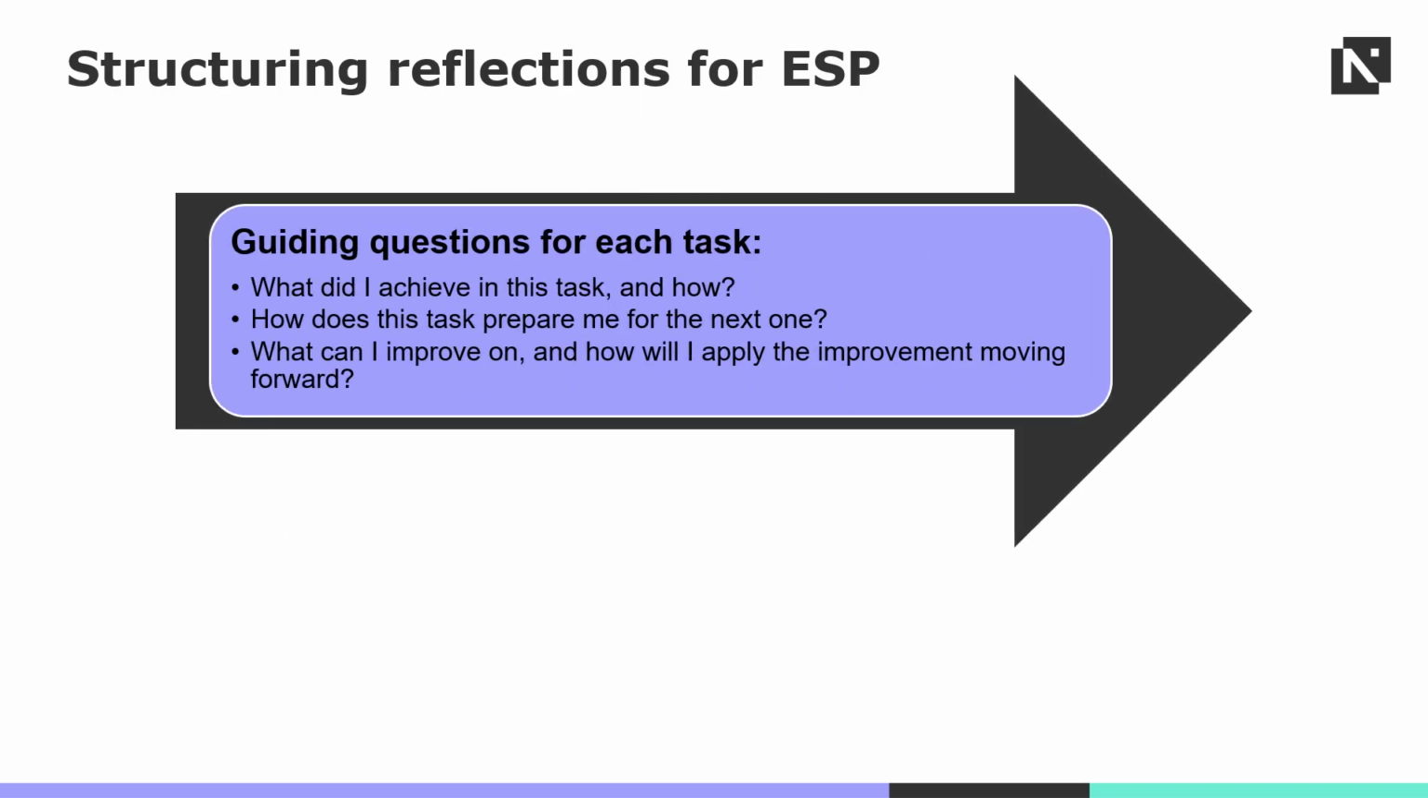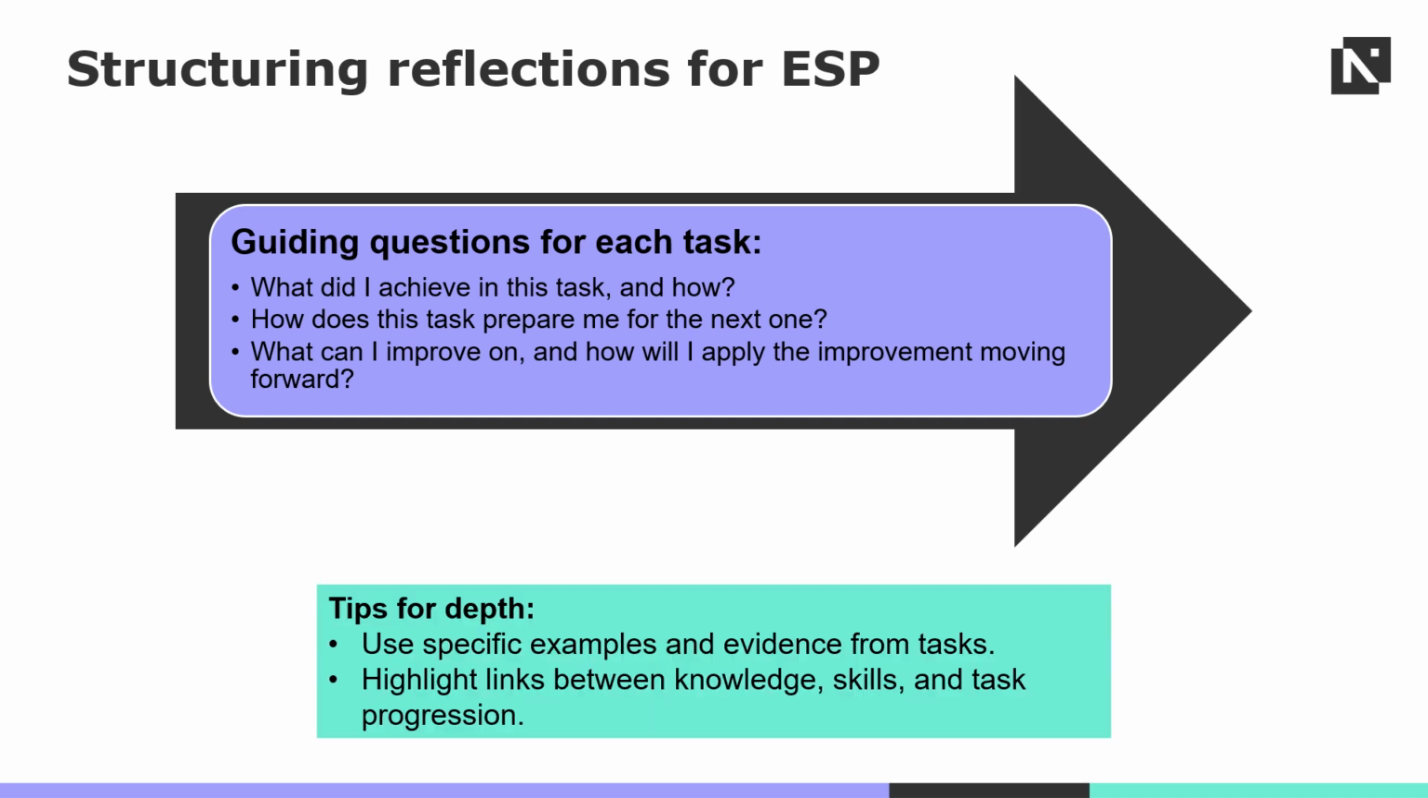Now let's look at some more examples of how to structure and some more prompts. So like earlier, it's highlighting what did they achieve in this task and how. How does this task prepare me for the next one? What can I improve on and how will I apply the improvement moving forward? Use specific examples and evidence from tasks. And students need to highlight the links between those core knowledge, skills, and task progression.